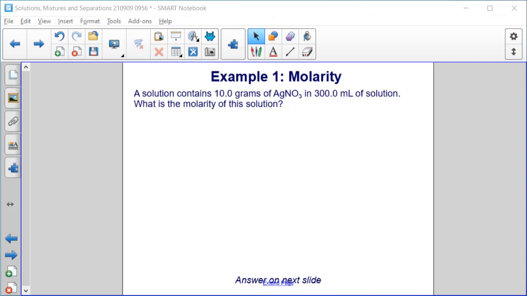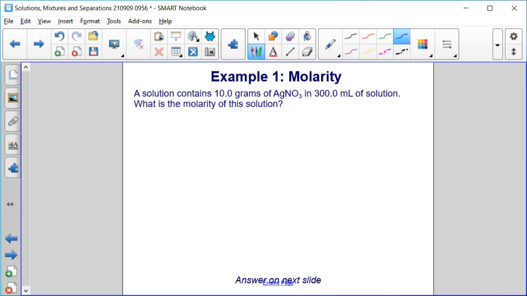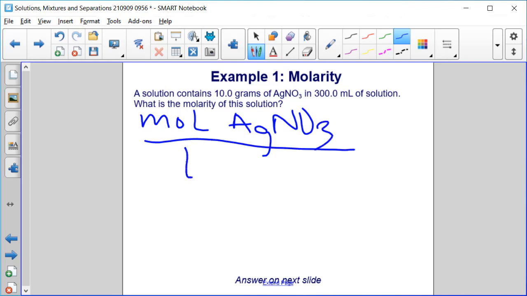Example 1, molarity. A solution contains 10 grams of silver nitrate in 300 milliliters of solution. What is the molarity of this solution? So as I've done in previous examples, I'm going to set this up here, and then we'll move forward to see the actual answer on the final slide. So starting with our question here, we're looking for molarity. So we need moles of solute, moles of AgNO3 over liters of solution.